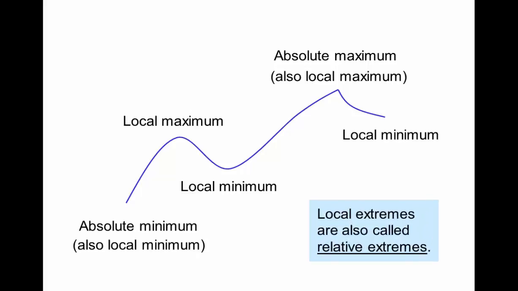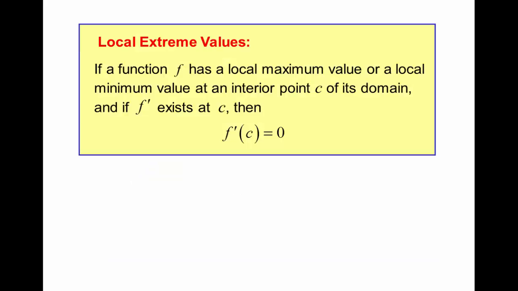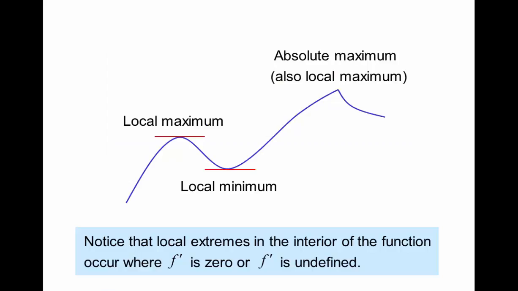Locals are also extremes, okay? Notice what's happening at the high and low spots. What kind of slope do we have? We have a zero slope there, and then no slope. Well, that's right, no slope. It's undefined. We call those critical points.